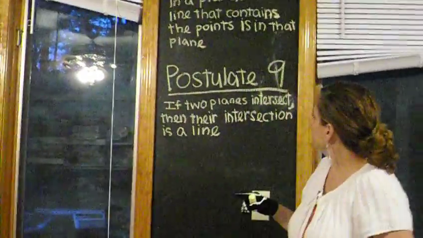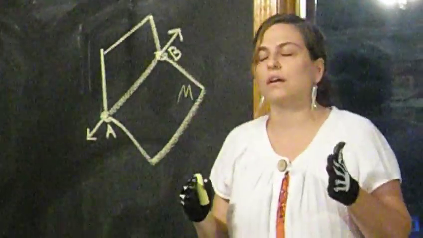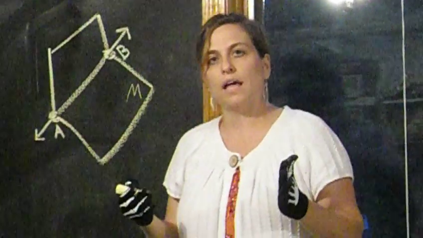Postulate 9, if 2 planes intersect, then their intersection is a line. And I showed you guys that with those 2 pieces of paper that I had in class.